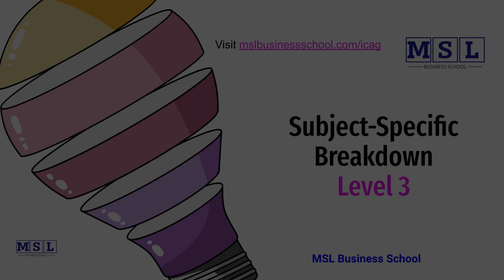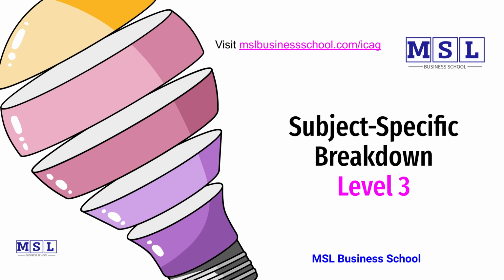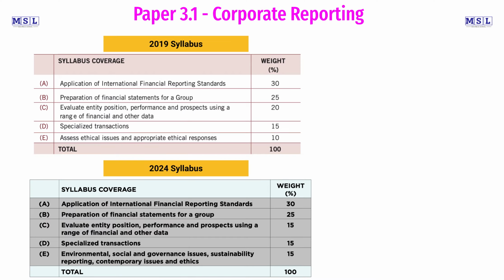Right. So let's start with a subject specific breakdown. I'll start with level 3 papers, move to level 2 papers, then I'll move to level 1 papers. So depending on which level you're interested in, you can just skip the video to that particular point. I'll try and leave chapter marks so you can jump to a particular subject you may be interested in, just to speed your progression through the video. Right. So let's start with corporate reporting.